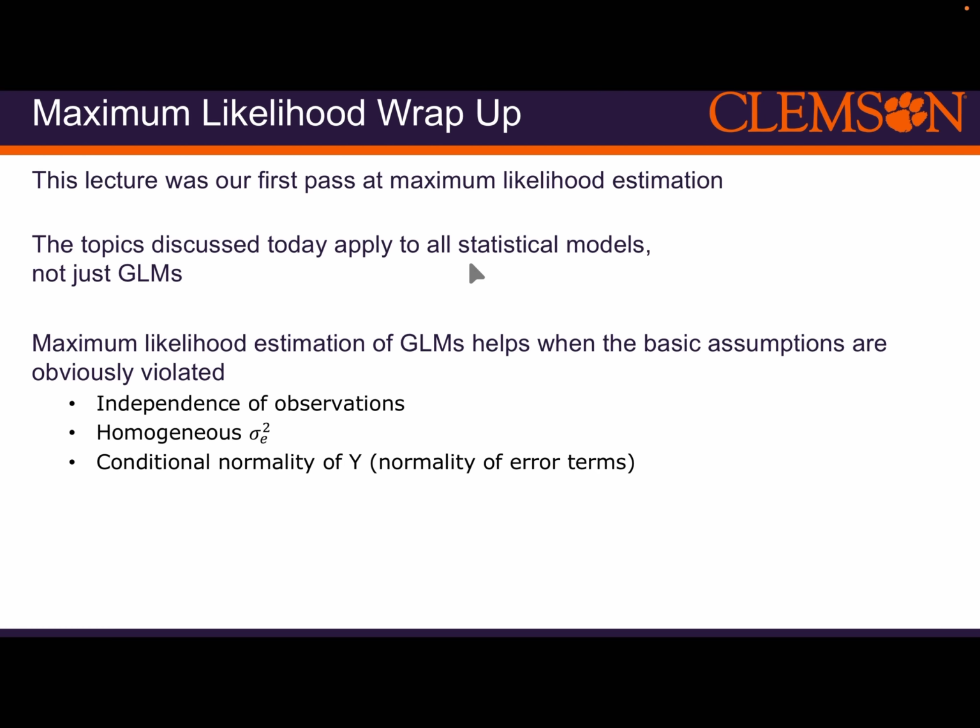Now, again, maximum likelihood, what we saw here, likelihood ratio test, Wald test, information criteria apply to all statistical models estimated by maximum likelihood, not just linear models. And maximum likelihood estimation of linear models helps when basic assumptions are obviously violated, right? So we might use maximum likelihood where we might weaken the independence of observations assumption, or we might use maximum likelihood to go and model the variance, right? Or we might have some problems with conditional normality of y.